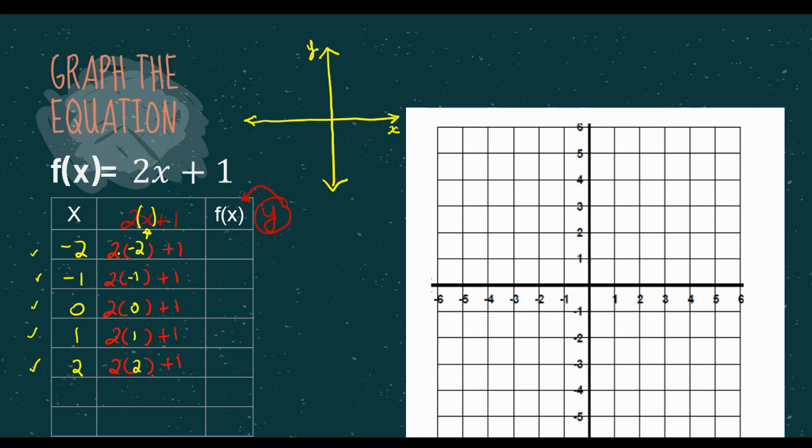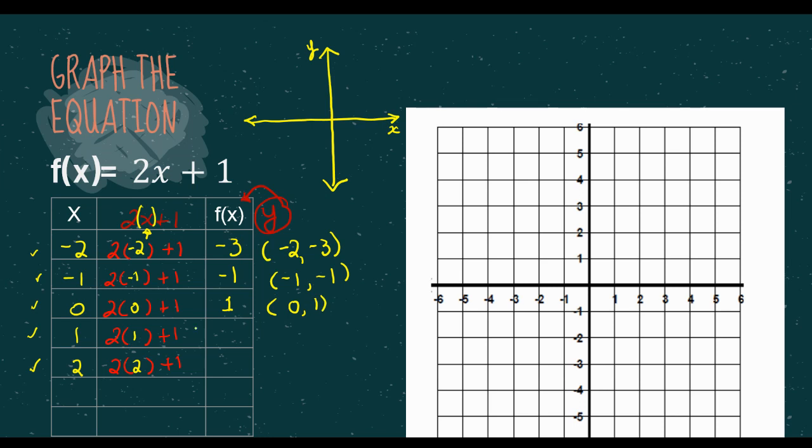Okay, so 2 times negative 2 is negative 4, plus 1 is negative 3, so we need the dot negative 2, negative 3. 2 times negative 1 is negative 2, plus 1 is negative 1. So the dot is negative 1, negative 1. 2 times 0 is 0, plus 1 is just 1. This will be the dot 0, 1.